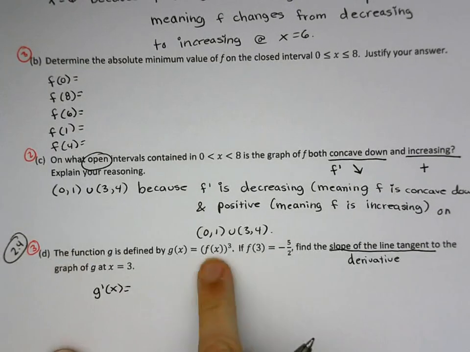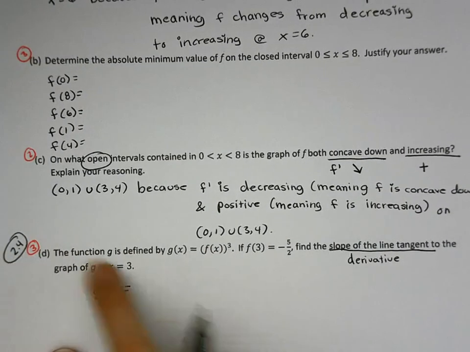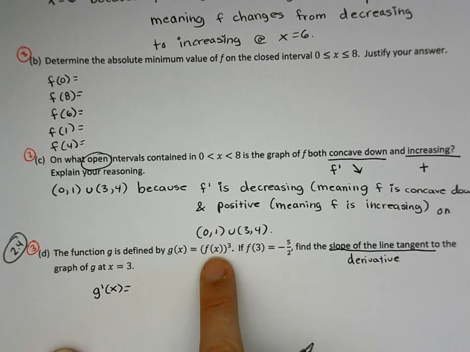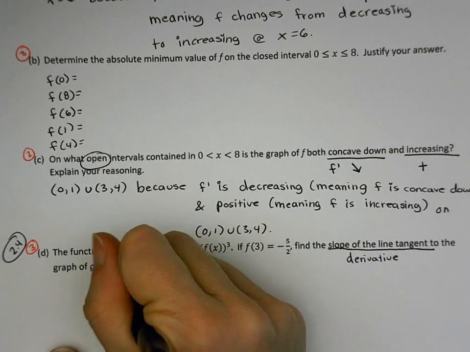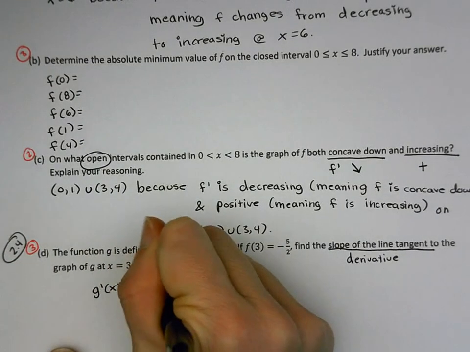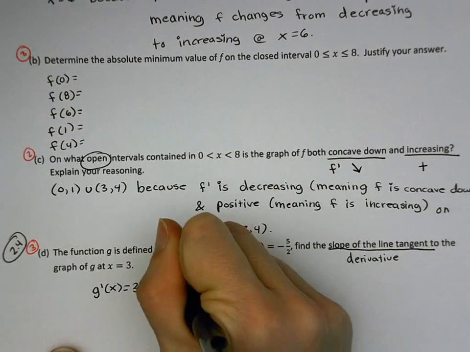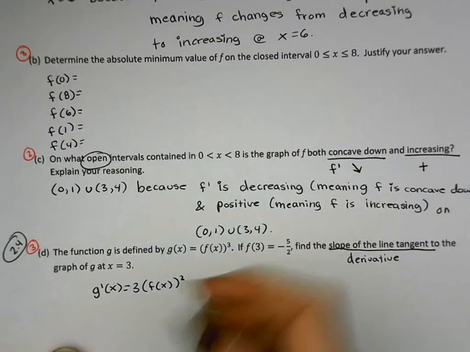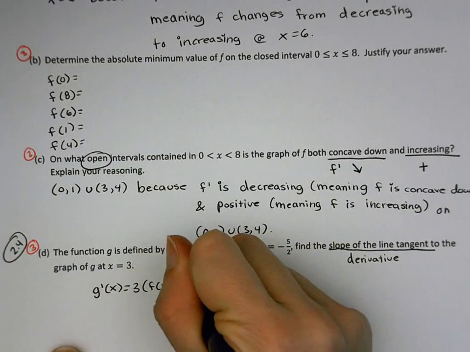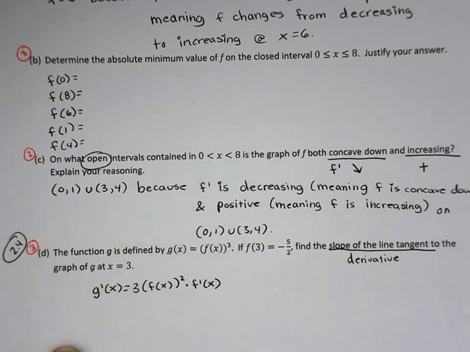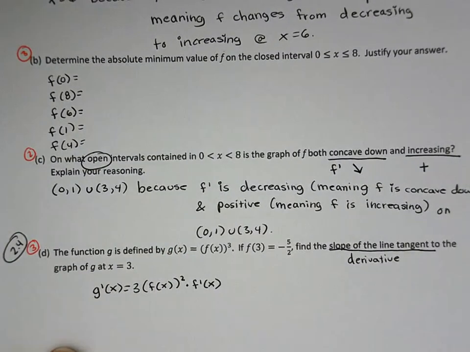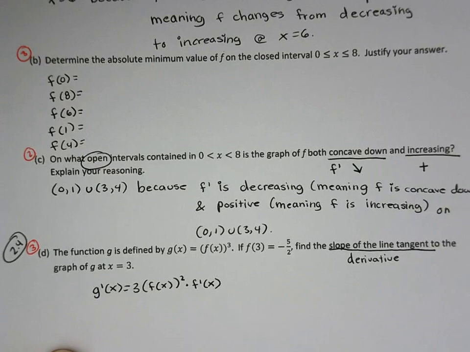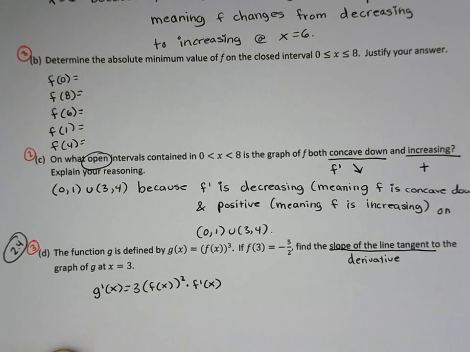The reason this comes out of 2.4 is because this is chain rule here. We bring down that 3, leave the guts alone, subtract 1 from the exponent, times the derivative of the guts. Derivative of f is f prime. And that process right there was worth 2 points. We haven't even done anything with x equals 3 yet. We've literally just applied chain rule, and you got 2 points from that.